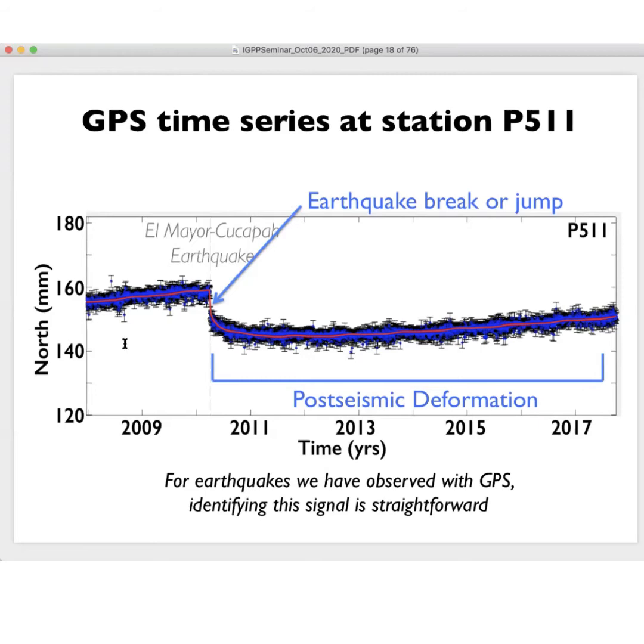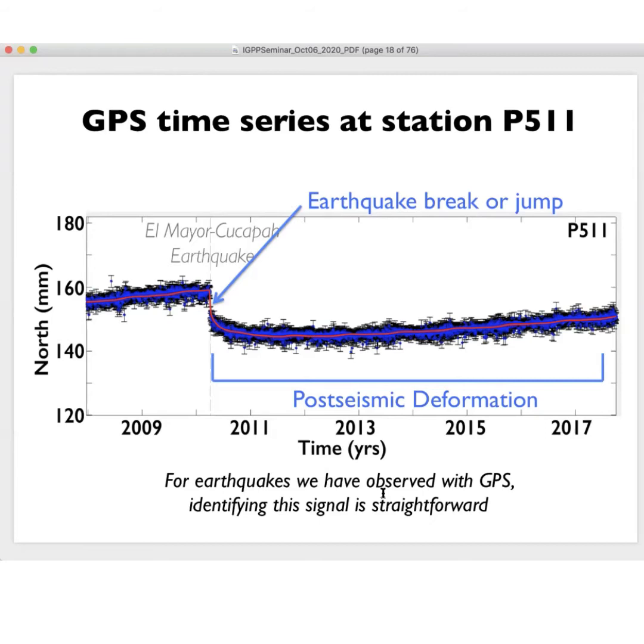So for earthquakes that we've observed with GPS, like the El Mayor-Cucapah event here, identifying this very conspicuous signal is very straightforward, and removing it is also straightforward. We can just fit it like we have here with an exponential or logarithmic term or some combination of the two. So when we see it in GPS time series, it's pretty easy to identify and remove.